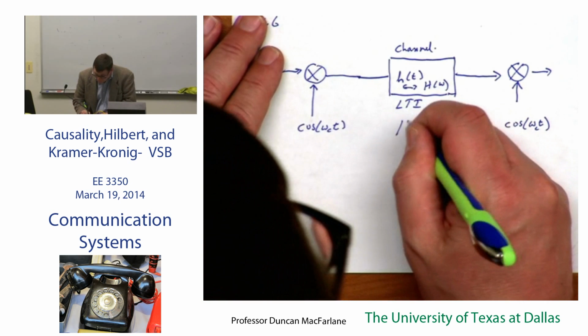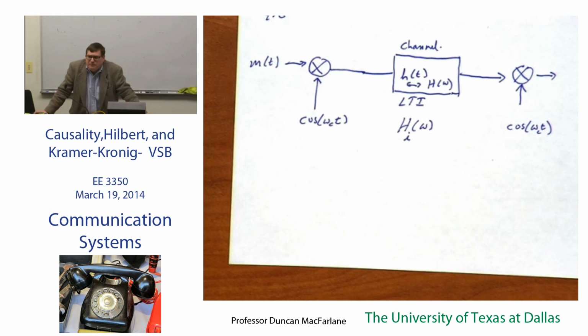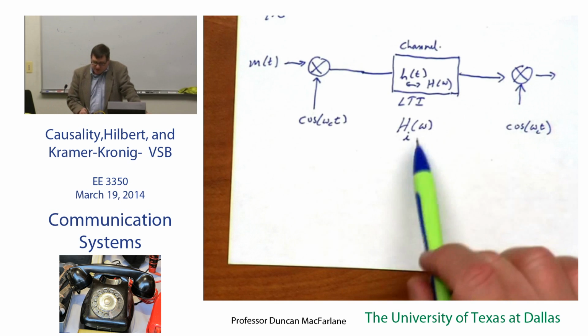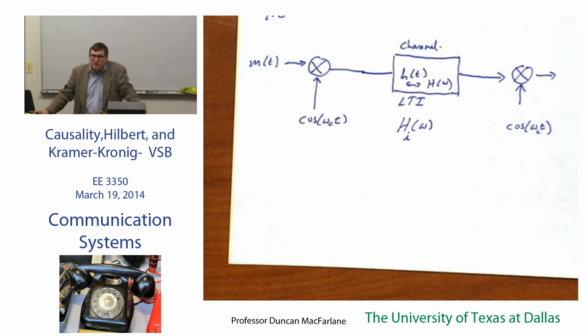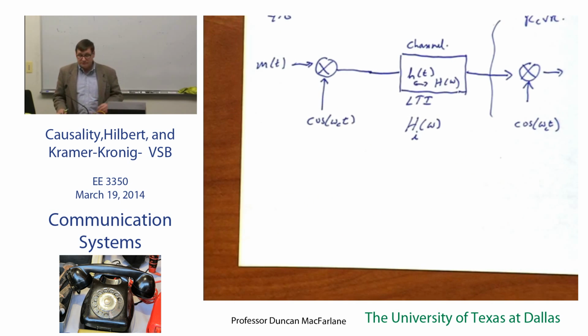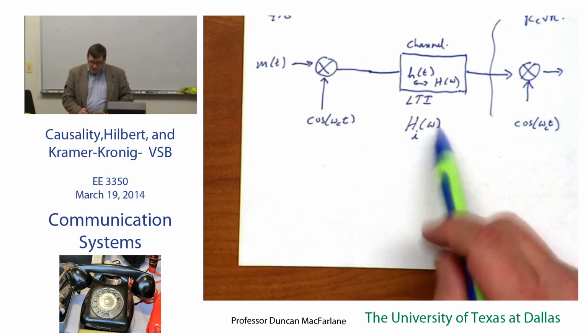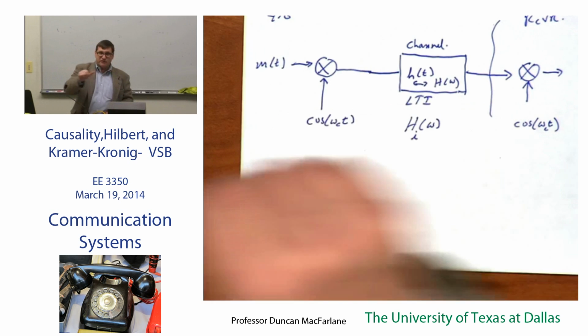I'll be a little confusing with my notation, but I'll call that channel transfer function H sub i, because that'll be the input into my receiver. Okay? This H sub i, again, to emphasize exactly what it does to that signal, is going to take some of the frequency components and attenuate them. Maybe all the frequency components, but some more than others, potentially. And for a given frequency component, it's going to shift it in phase.